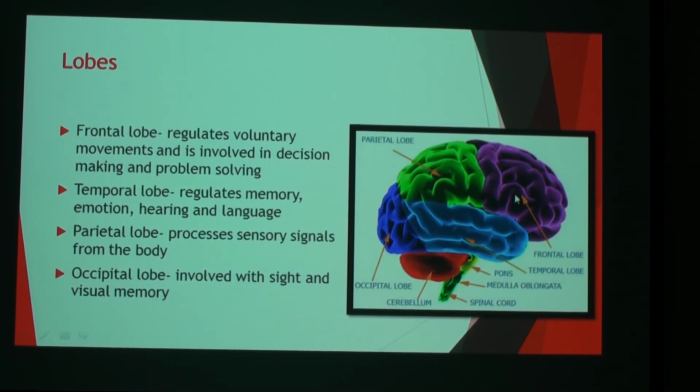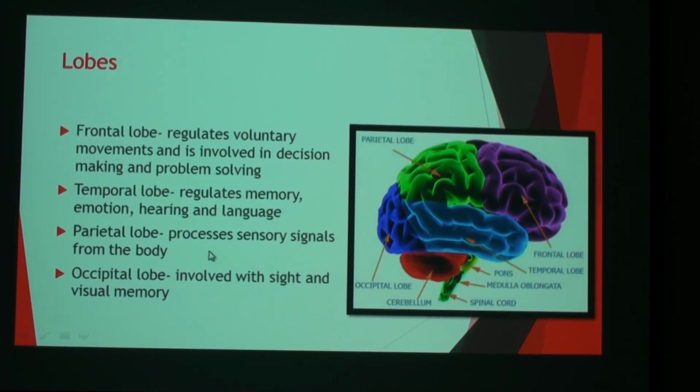Okay, so the first part of the brain is the frontal lobe, which is right here in purple. The frontal lobe will be more or less on your forehead, and it regulates voluntary movements, and it's also involved in decision making and problem solving. Next we have the temporal lobe. Here we see it in blue. And it regulates memory, emotion, hearing, and language. And this is more or less where your ear is.